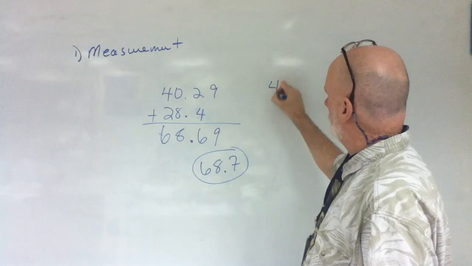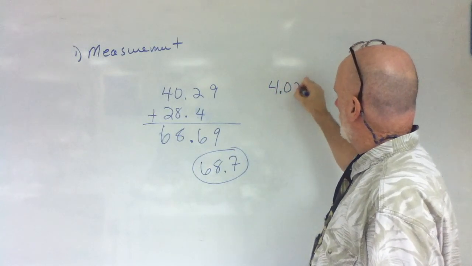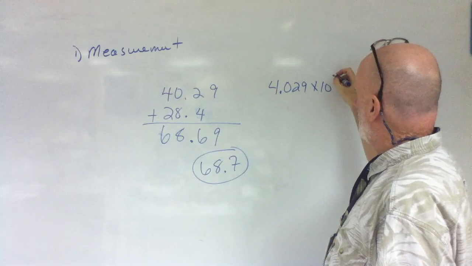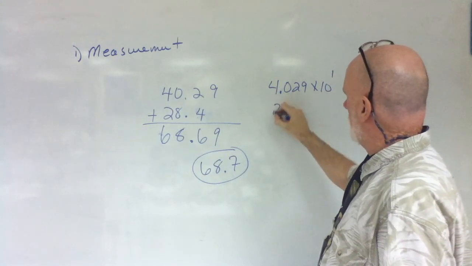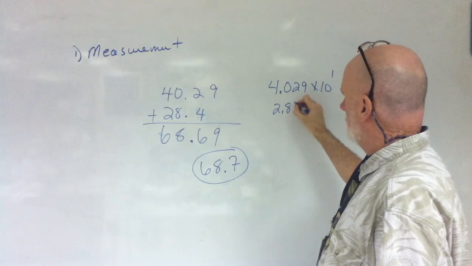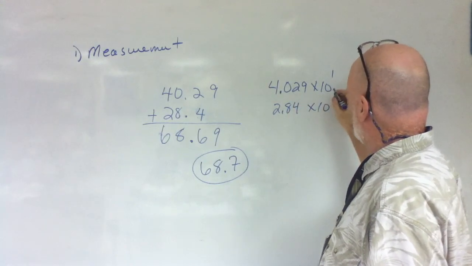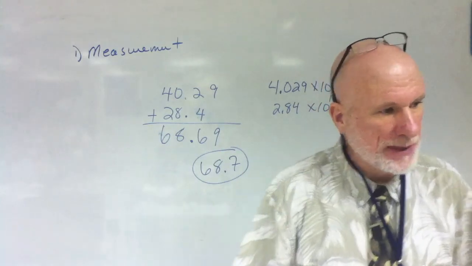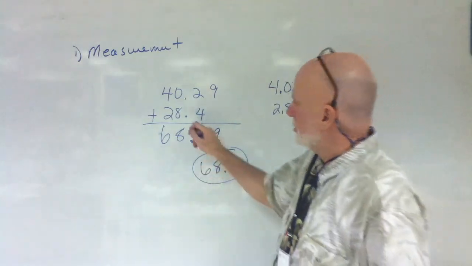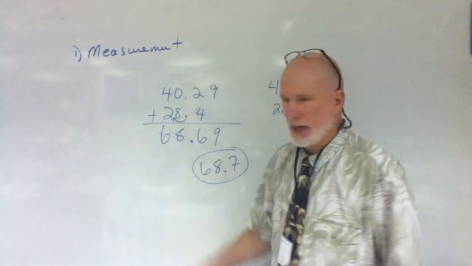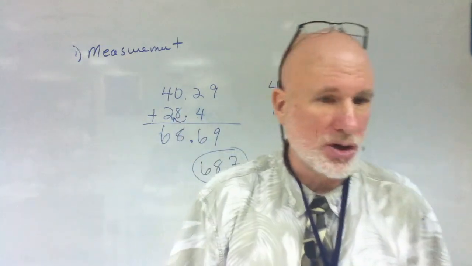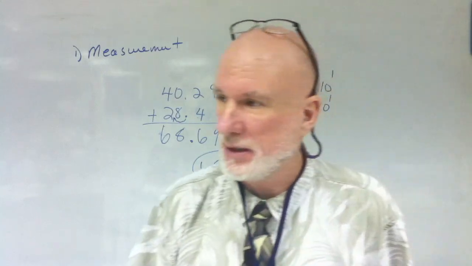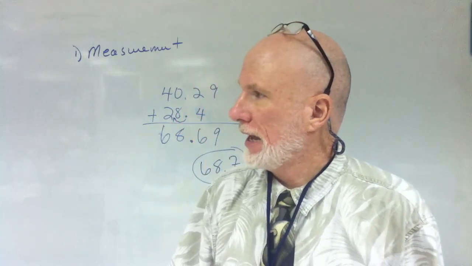Let's say this number is 4.029 times 10 to the 1, and this is 2.84 times 10 to the 1. Why would you do 10 to the 1? Because you have to move this over. In scientific notation, there has to be only one significant figure to the left of the decimal point.